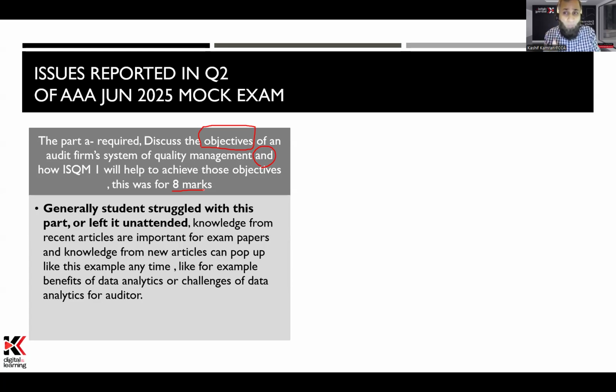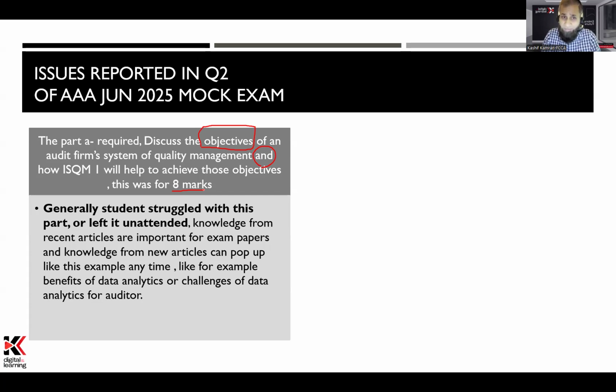Knowledge can pop up in the exam: benefits, challenges, or even the question on your screen currently. So a question like such, and how many times I have emphasized reading ISQM 1 and 2, because there are plenty of knowledge areas in both the standards which can pop up. So please, you still have 72 hours before exams. I hope you'll do justice.